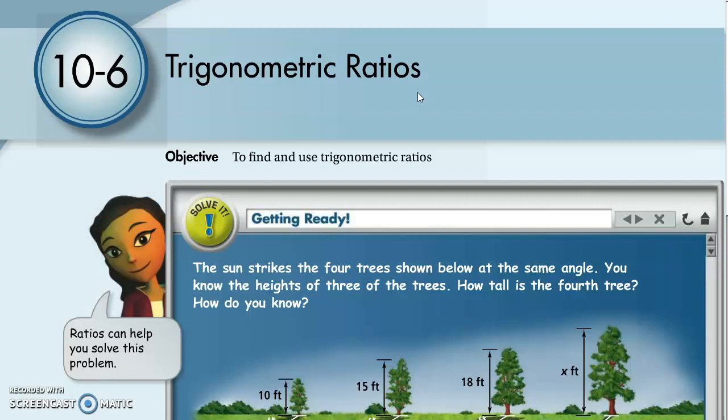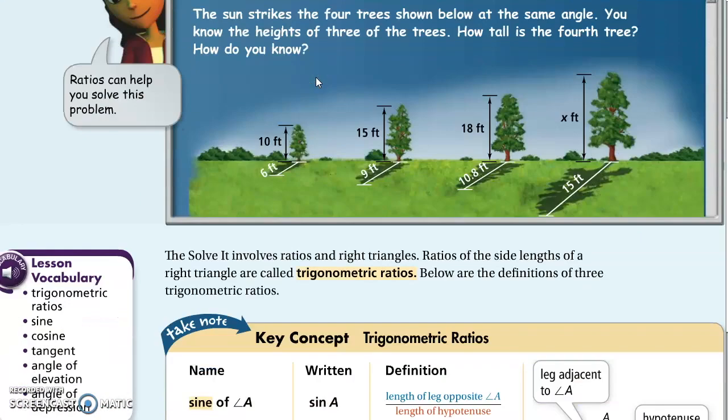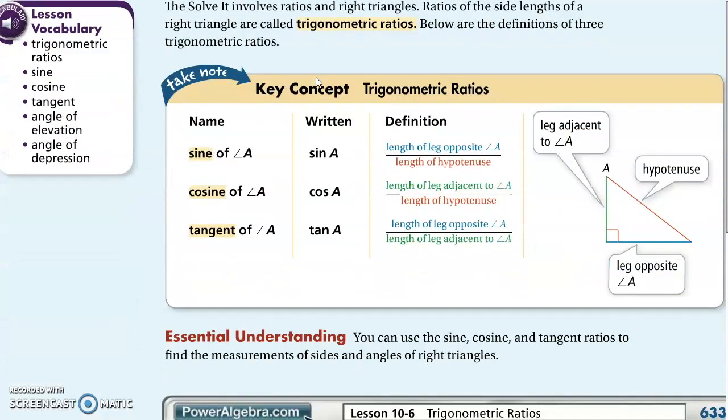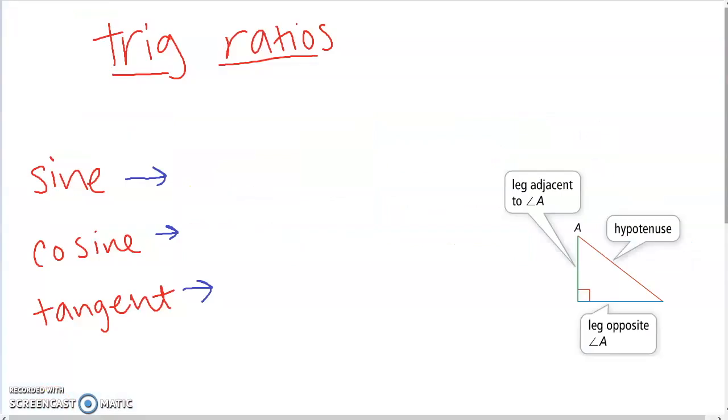So our objective today is to find and use trigonometric ratios. Now, ratios you probably are familiar with already. A ratio is just a comparison of two numbers using division. We're going to be talking about trigonometric ratios using sine, cosine, and tangent. Sine, cosine, and tangent.